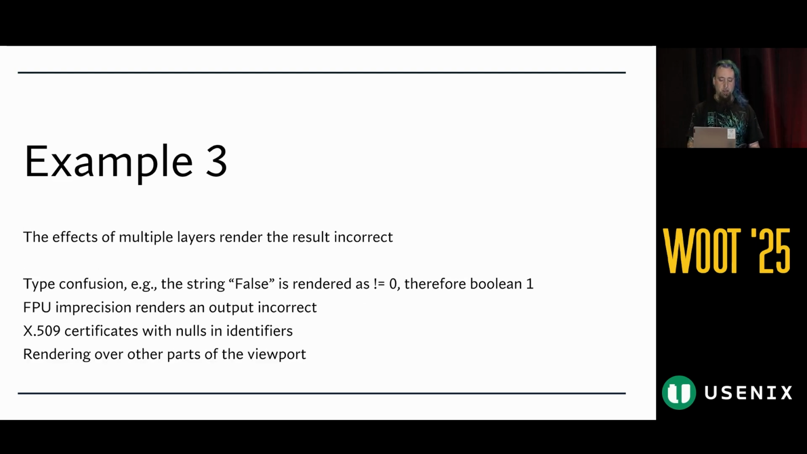The third level moving up, the effects of multiple layers render the result incorrect. What if I have the string false, one layer output encodes false because false is the word that you use to describe 0. But then some other framework interprets, well, that's a string. It's not the string lowercase false or the number 0 or an empty string, so I'm going to evaluate that as true. It's Boolean 1. Thanks, JavaScript.